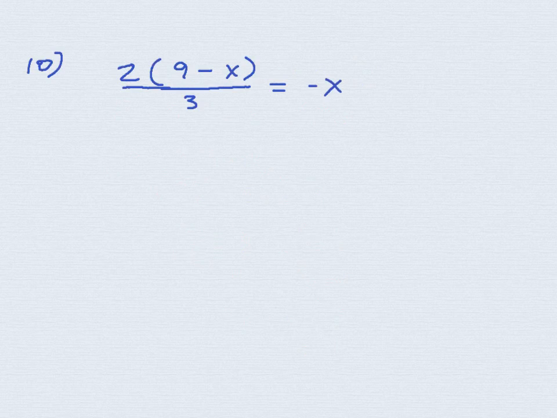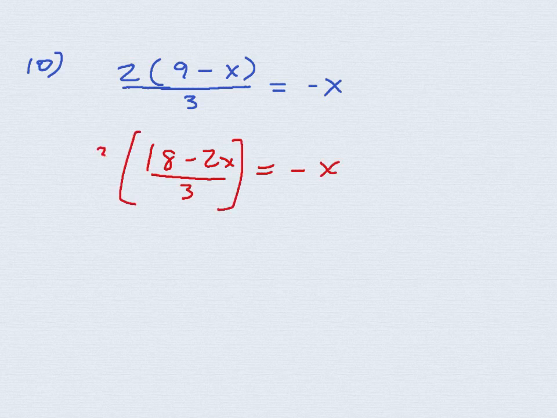Now this question has a large fraction. There's two ways you can approach this. You can clear the bracket on the top and get 18 minus 2x, all divided by 3. Equals a negative x, but the long and the short of it here, we've got to get rid of that 3 in the bottom. We have to multiply this whole side by 3, so the 3 will cancel. We must also multiply this side by 3 to keep it even.